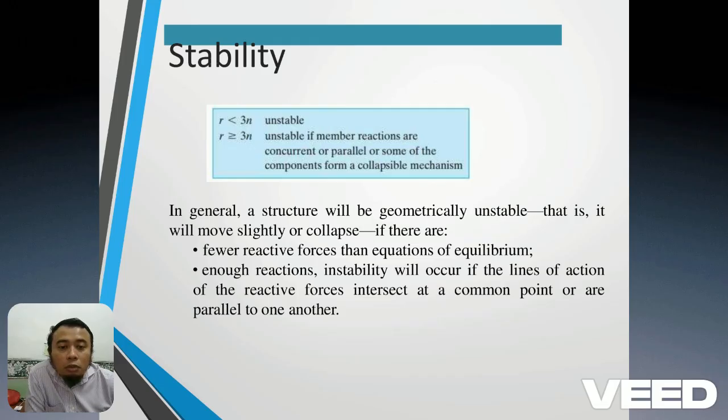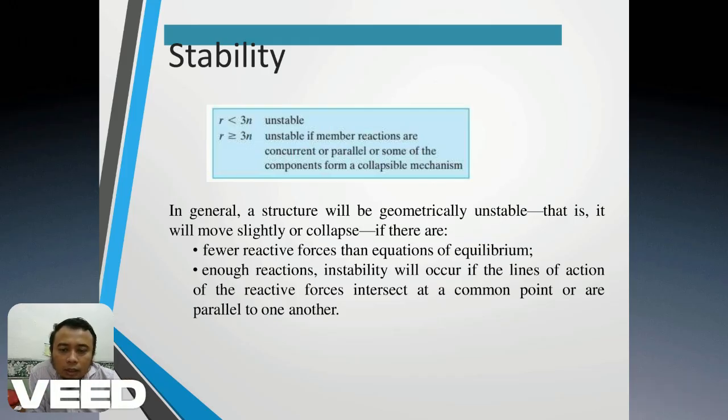In general, the structure will be geometrically unstable. That is, it will move slightly or collapse. That is the definition of unstable. The structure is not static. It can move slightly, or it can totally collapse, if there are fewer reactive forces than equations of equilibrium. So basically, you don't have enough support for the beam.